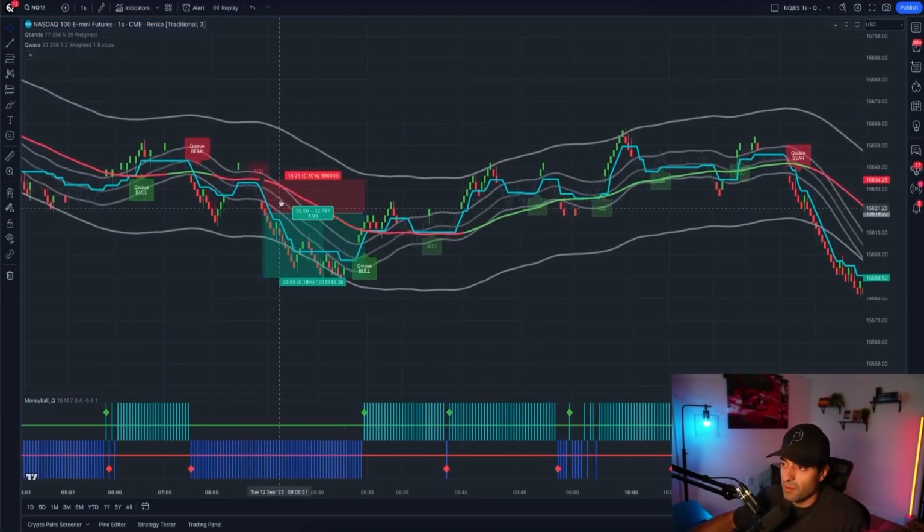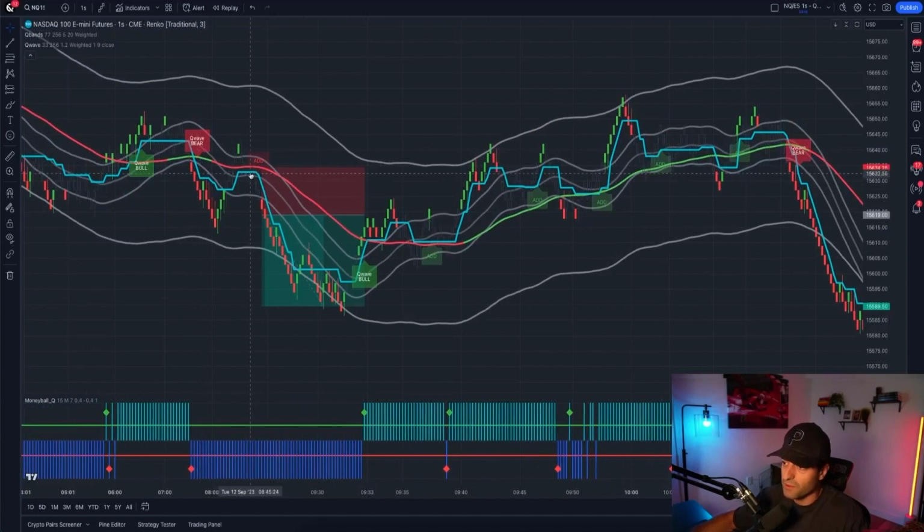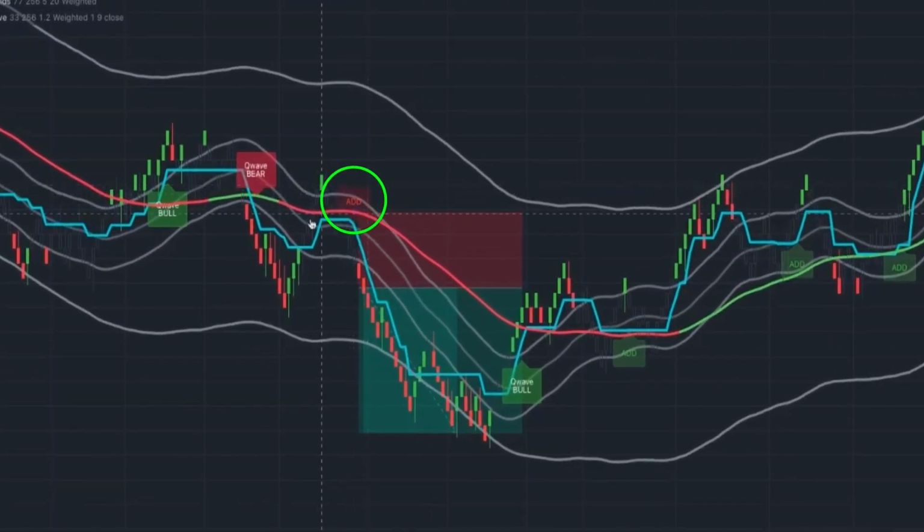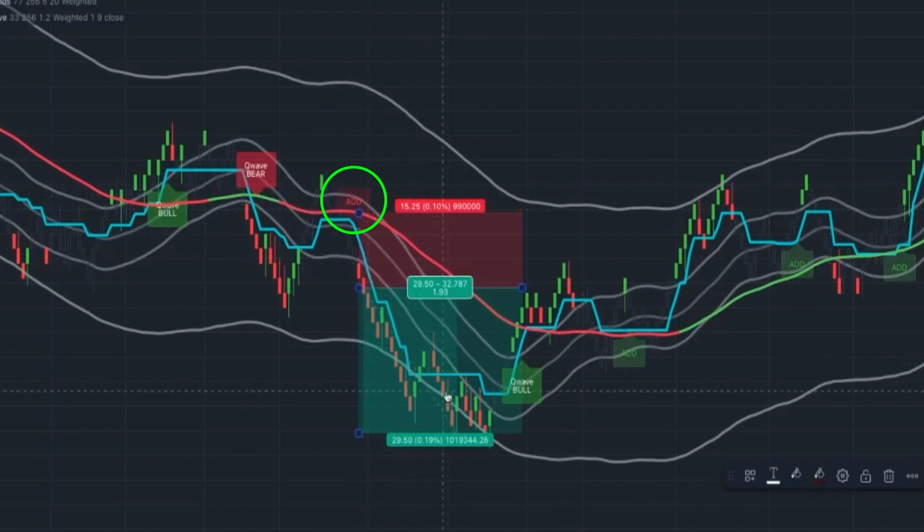And then not only that, I missed the initial bear alert, but that was fine because we got this add alert here with a bearish QBANDS entered in. Beautiful, nice little 2-to-1 there.